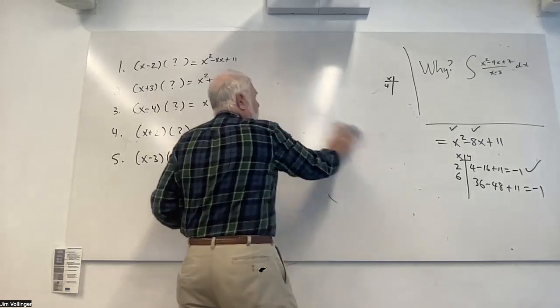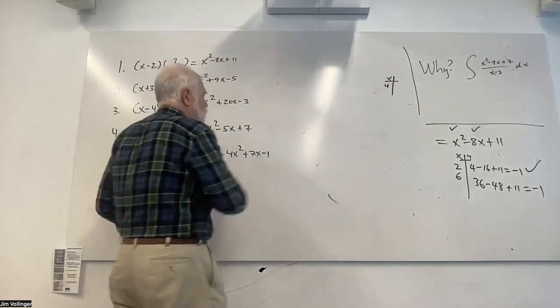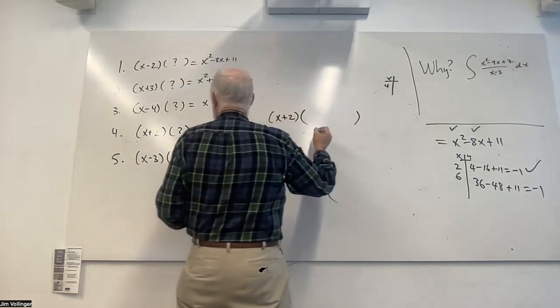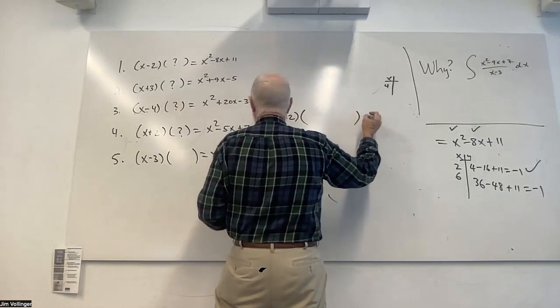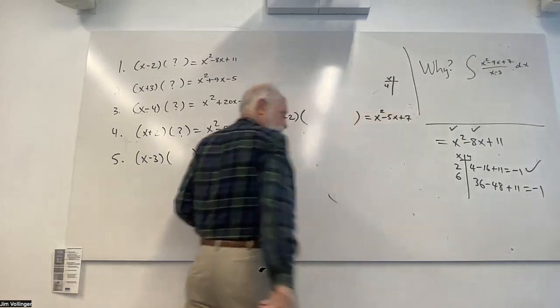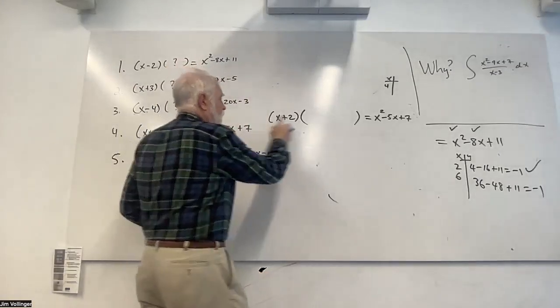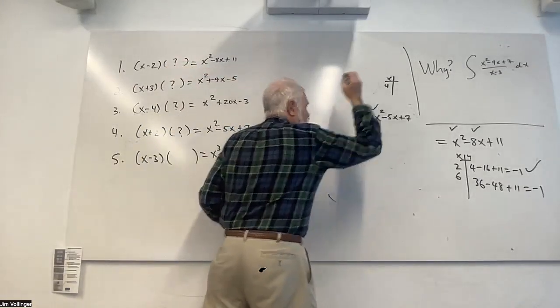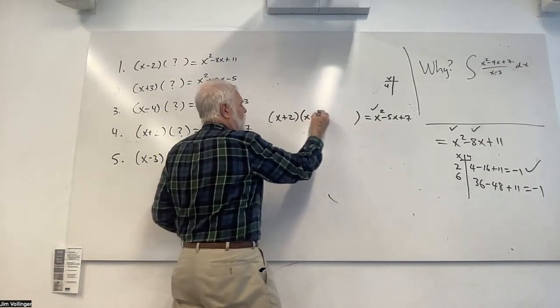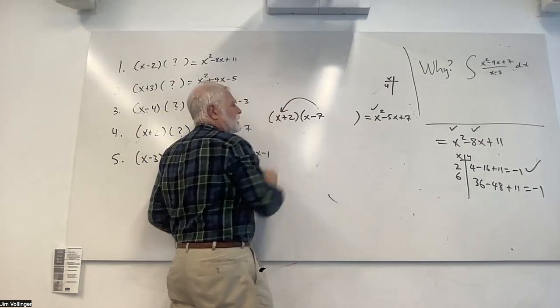Right. Next, x plus 2 times what equals x squared minus 5x plus 7? I need an x to get x squared. I need minus 5x. Well, I got 2 right now. I better go down 7 x's.